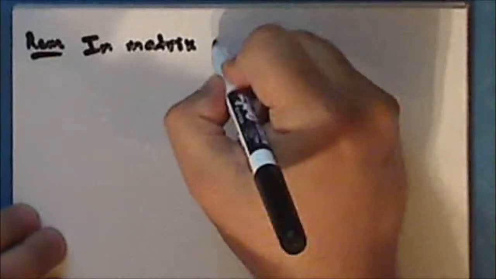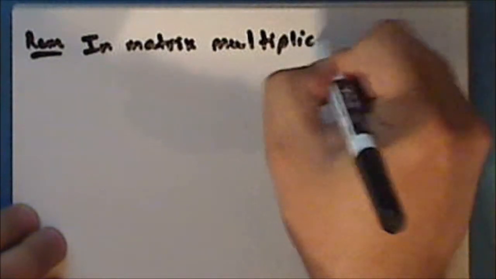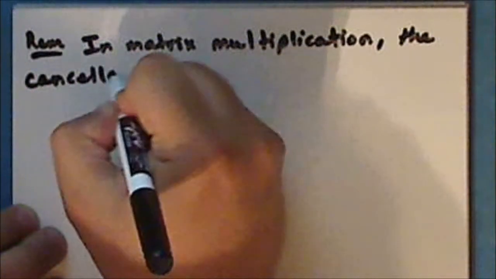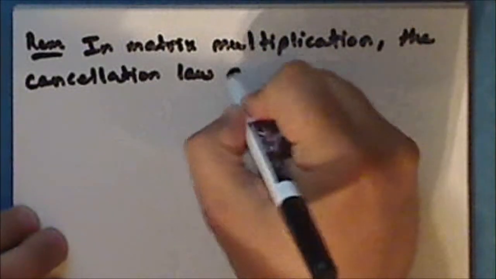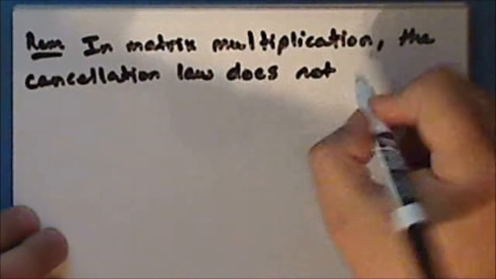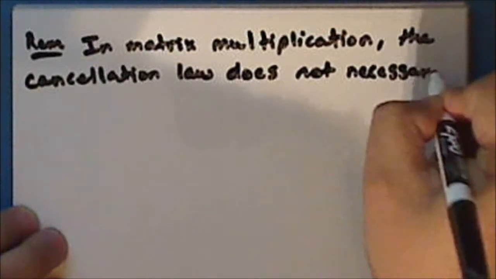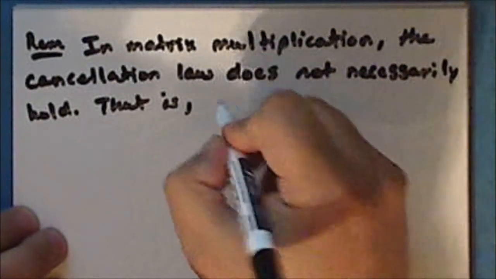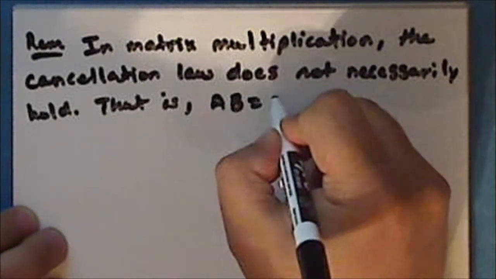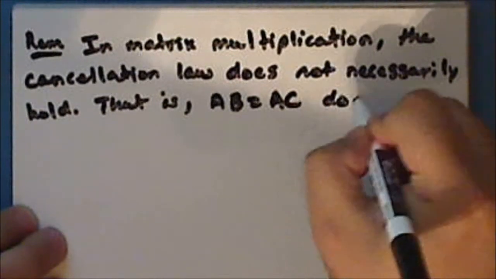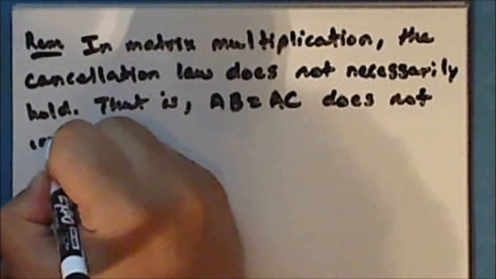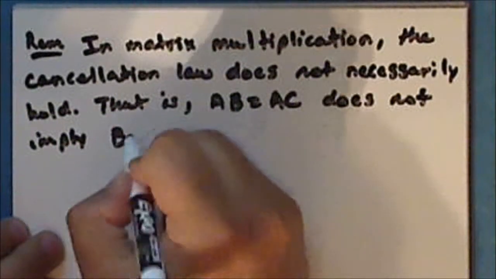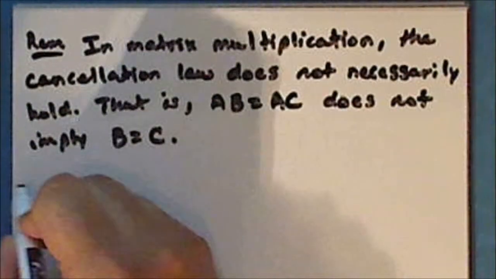And in matrix multiplication, the cancellation law does not necessarily hold. That is, if the product A times B is equal to the product A times C, this does not imply that the matrix B is equal to the matrix C. So let's look at an example.